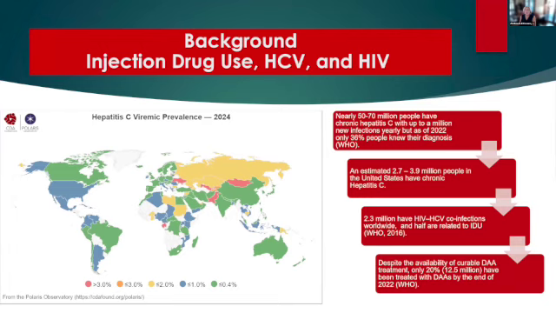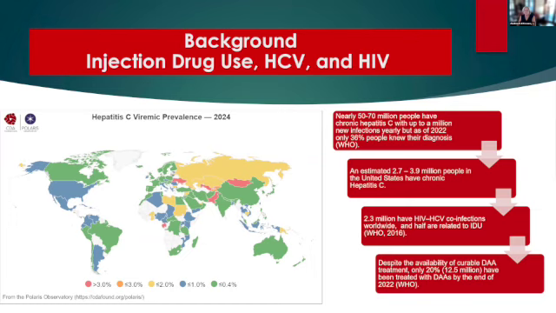Worldwide, there are about 50 to 70 million people who have chronic hepatitis C, with up to a million new infections yearly. But as of 2022, only about 36% of the people worldwide know their diagnosis. In the US, there's about 2.7 to 3.9 million people infected chronically with hepatitis C.